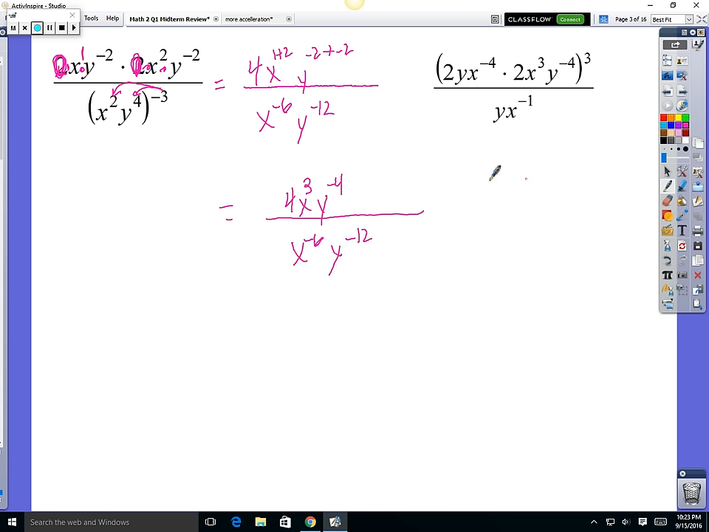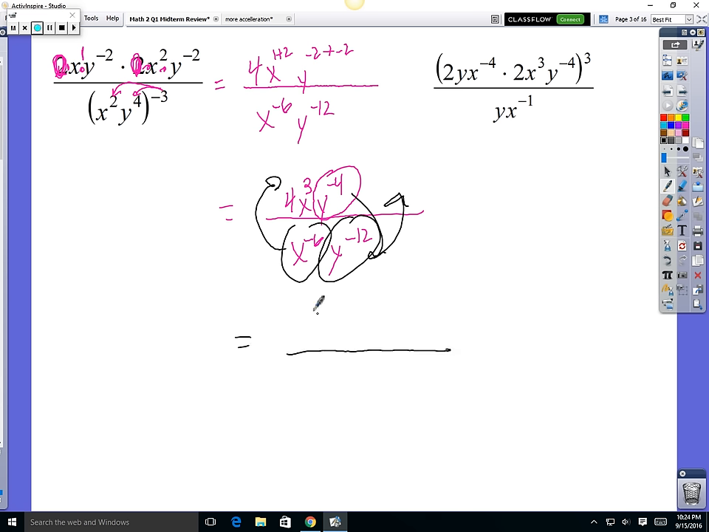Okay, here we go. This is unacceptable, so I'm moving it to the bottom. This is unacceptable, I'm moving it to the top. This is unacceptable, I'm moving it to the top. So let's rearrange those pieces. So the 4 is cool, it stays on top. The x cubed is cool, it stays on top. I'm going to bring the y to the negative 4 to the bottom, and it becomes positive. X to the negative 6 to the top, and it becomes positive. Y to the negative 12 to the top, and it becomes positive.